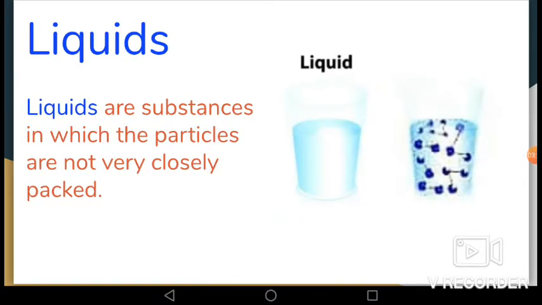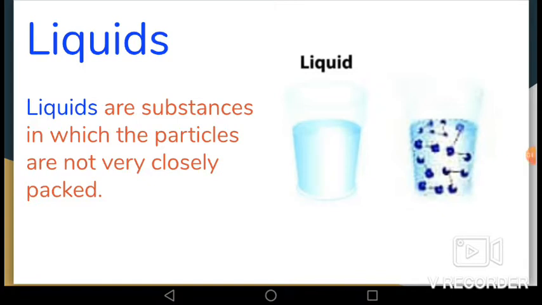In the liquid state of matter, particles are less tightly packed as compared to solids. Liquids take the shape of the container in which they are kept. Liquids are difficult to compress, as particles have less space between them to move. Liquids have a fixed volume but not a fixed shape. Examples of the liquid state of matter are water, milk, blood and coffee.